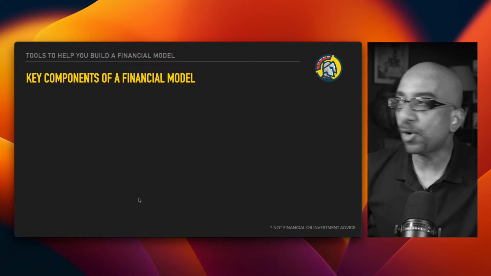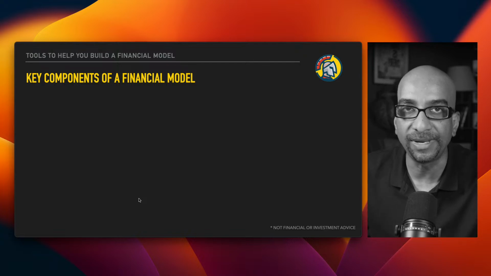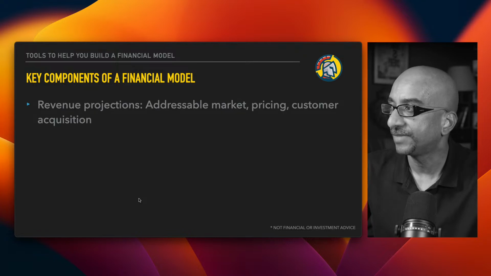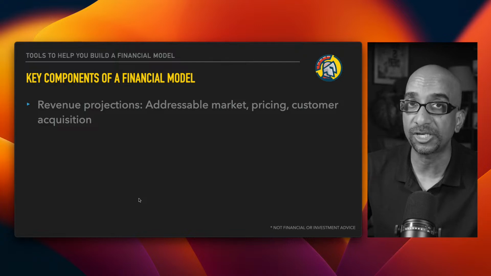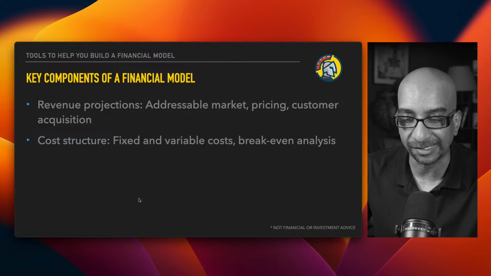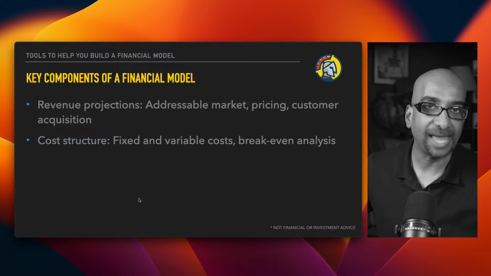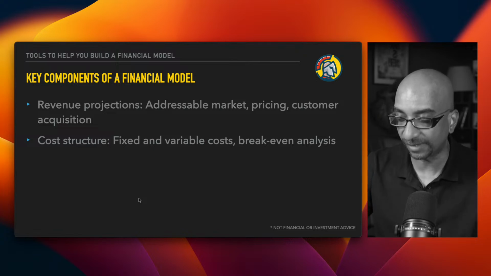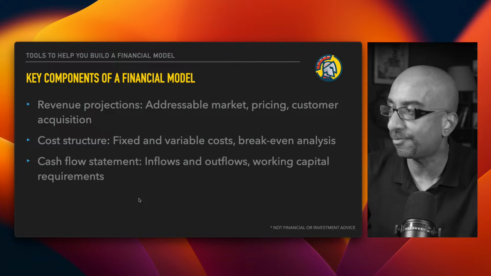Okay, so let's look at what the key components of a financial model are. And you already know this if you've been watching the previous episodes, but let's just go through them once again. Revenue projections, right? Addressable market, pricing, customer acquisition and customer acquisition costs, lifetime value, things like that. Cost structure, fixed and variable costs, break-even analysis. So fixed costs could be the rent and teams, and variable costs could be, I don't know, vendors, and break-even analysis is important.